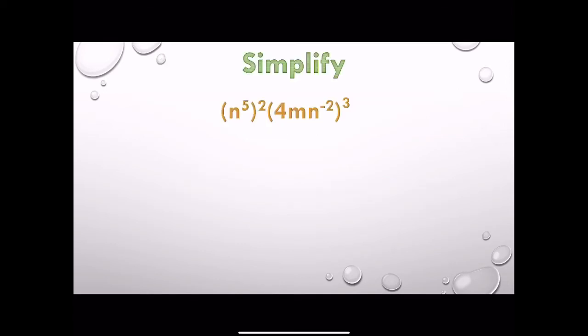So let's go through and simplify. Let's try this. So first I have to look at n to the 5th, and that's squared. So I multiplied those two exponents. But I also have 4mn to the negative 2nd cubed. Again, I'm going to multiply those out. Don't worry about the negative exponent yet. Some of you might be trying to go make it positive. I hold that step off for the end.